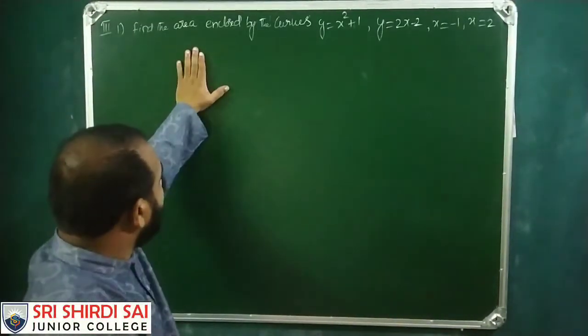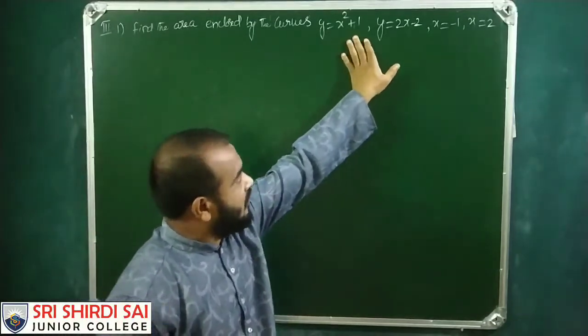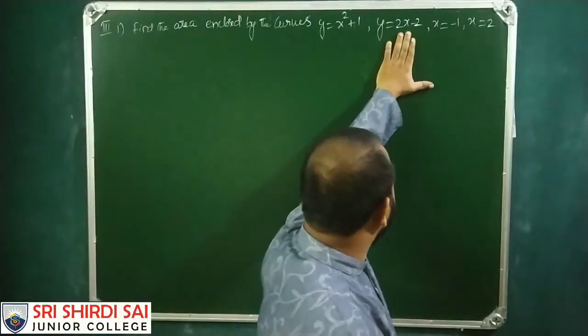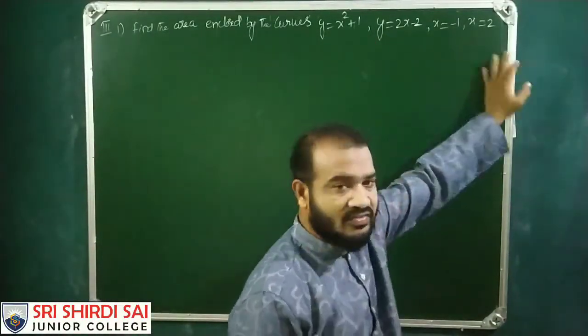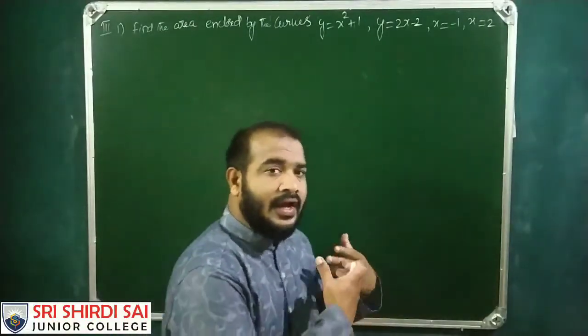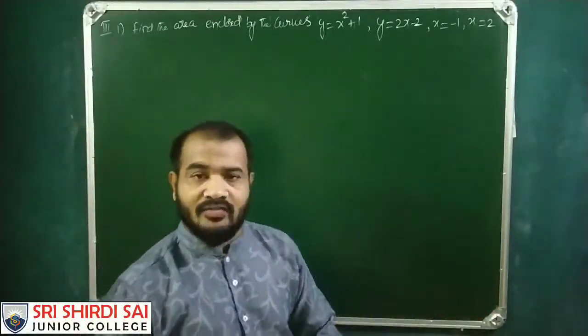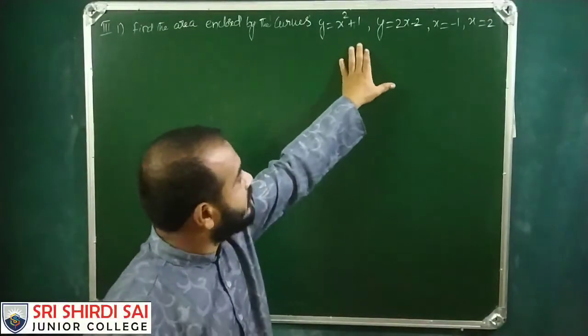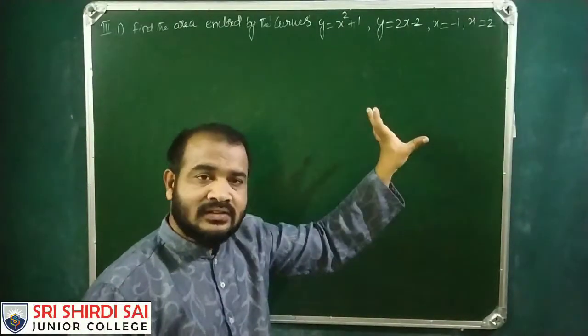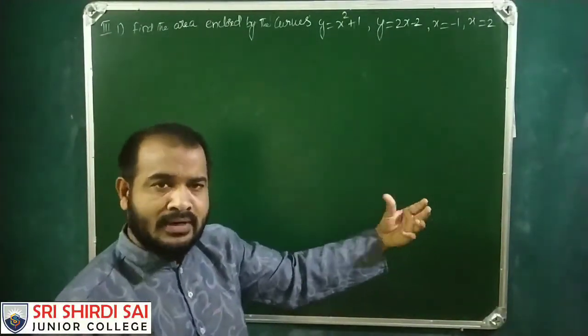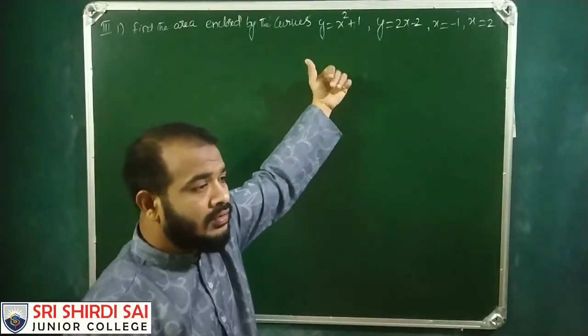Find the area enclosed by the curves y equals x square plus 1, y equals 2x minus 2, x equals minus 1, x equals 2. So every curve's behavior we know. So y equals x square plus 1. This is not a standard form of the parabola, but we can find out.